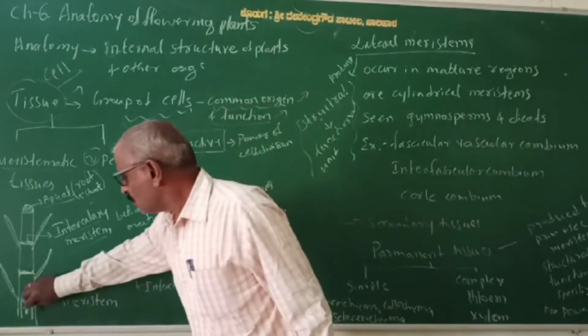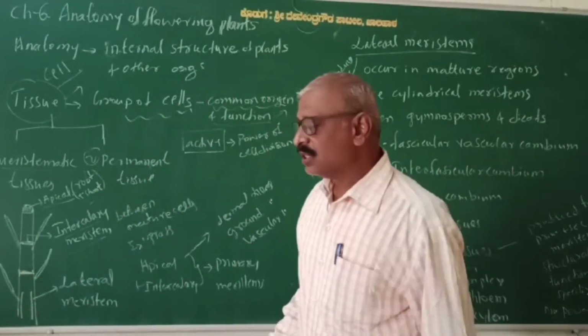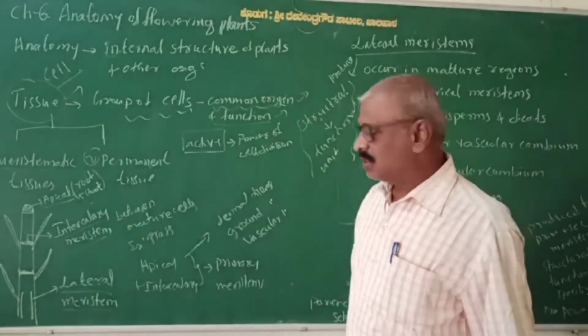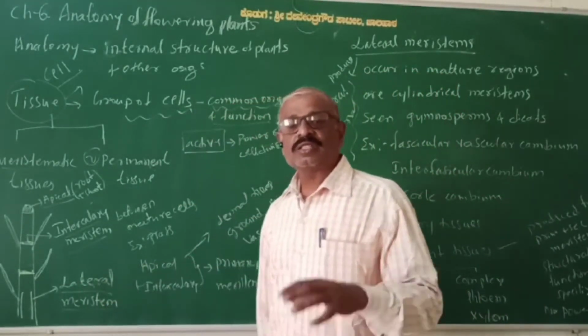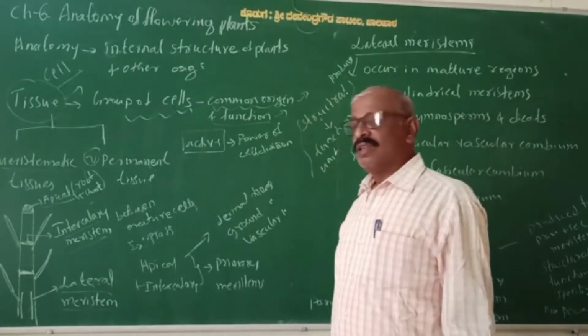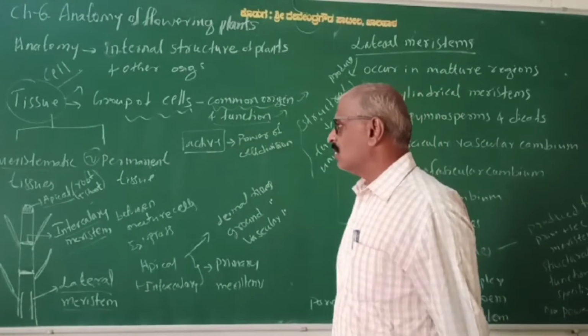And some are found on the sides, usually in the gymnosperms, and we call them the lateral meristems. These lateral meristems are said to be the secondary meristems. Why we say so, we will discuss later.